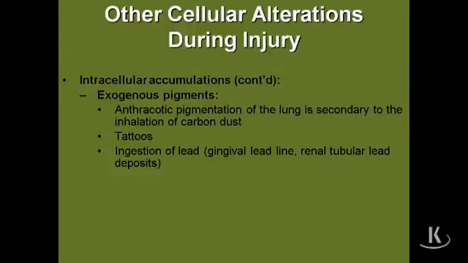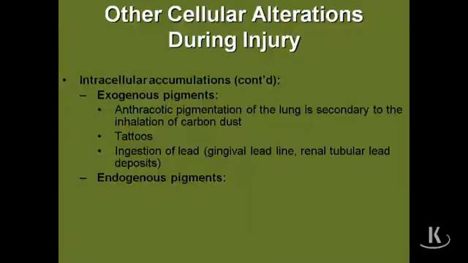So ingestion of lead or deposition, lead line, and when you have lead poisoning or renal tubular lead deposition. So when we think of what's the most common chronic heavy metal poisoning in the United States, it is lead poisoning. And so what is every child before they enter elementary school has to get a lead level by the pediatrician, because it can lead to acquired mental retardation or slow learners.